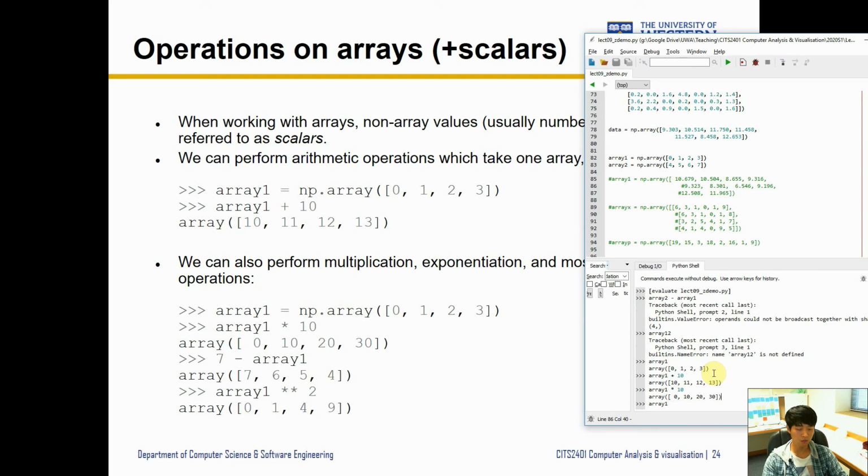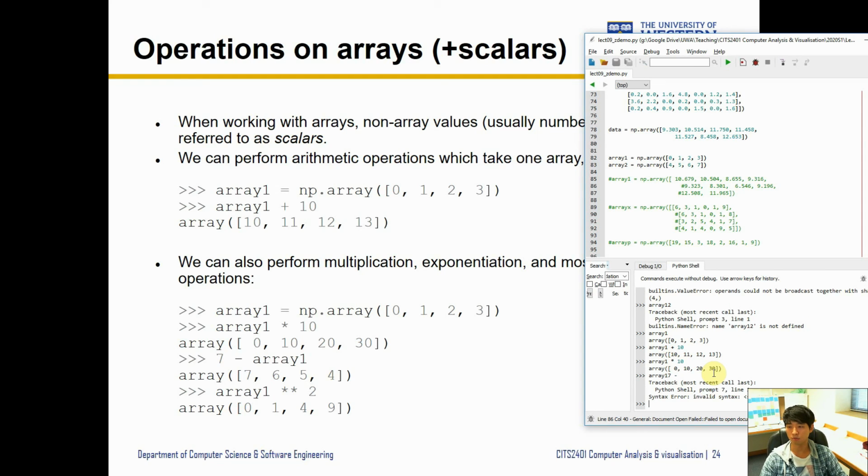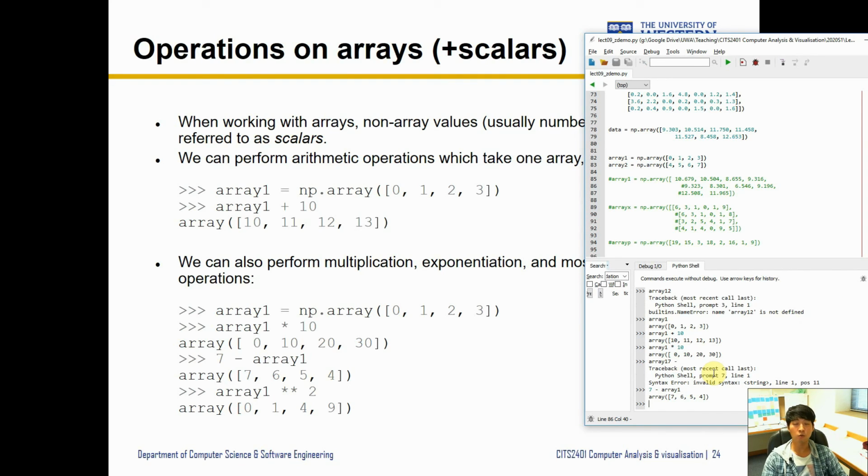And the order can also be the other way. So here we have 7 minus array 1. This is going to do 7 minus each number inside the array. And we can do array 1 to the power of 2 to find the squared values of each item. You can easily see that if we were using Python lists and wanted to do squaring, we would have to go through each value. But here you don't have to. You just have to use the scalar operation.